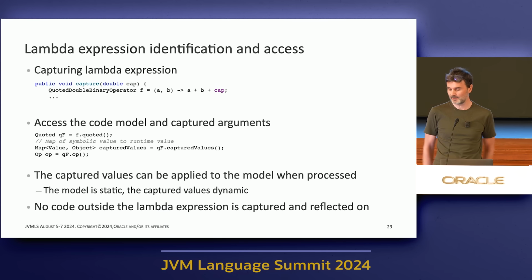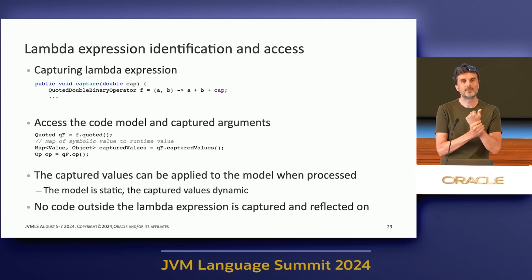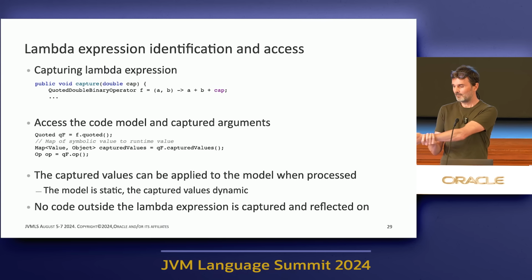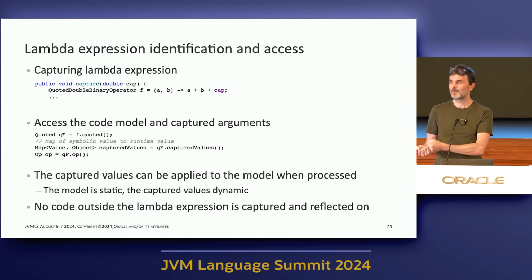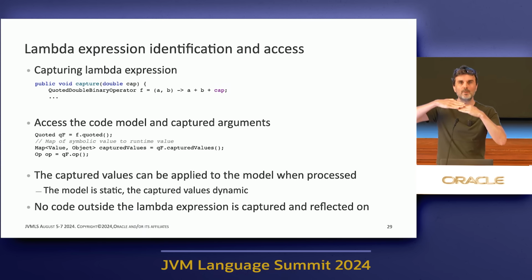So what are the captured arguments? The captured arguments are a map of symbolic value to runtime value. So value here is a code item, and it represents a symbolic value in the code model. And the object represents the runtime value that was used, the value of cap here. So the captured values can be applied when the model is processed. And so the model is static and the captured values are dynamic. Also note that no code outside the Lambda expression is captured.